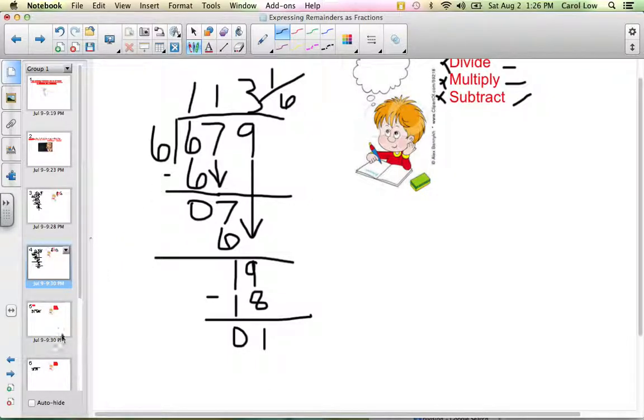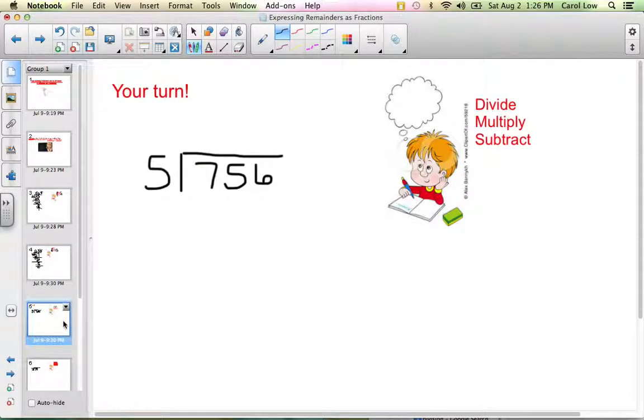Let's try one more. Oh, I want you to try this. I'm going to just give you a little bit of time. I want you to try this in your notebook. And in your notebook, also put down the divide, multiply, and subtract. And put your little marks by it. So I'm going to let you try it, and I'm going to sit quietly. And then I'll come back.